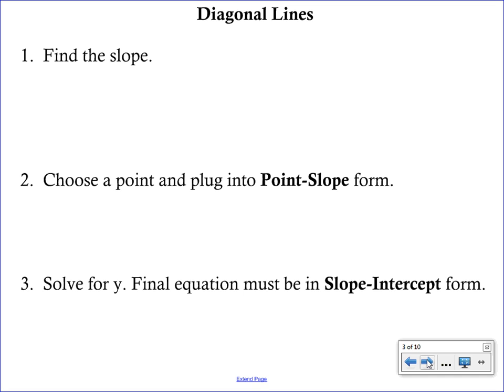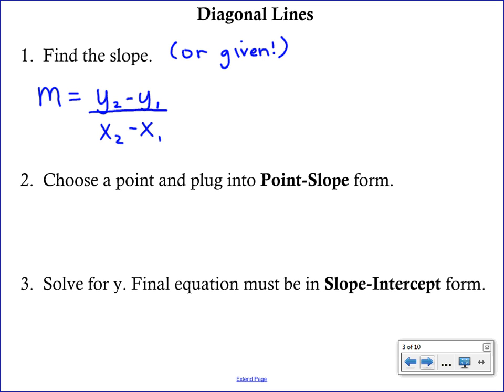For diagonal lines, and you should have a big box in your notes here that goes over this, the first step that you want to do is to find the slope. So you might recall the slope formula, y2 minus y1 over x2 minus x1. And I know some of you are flip-flopping that and saying y1 minus y2 and x1 minus x2. That's fine too. So you have to find the slope, but you don't always have to find it. Sometimes it could be given to you. The problem might just say, here's the slope. So if that's the case, then obviously you can just ignore this step.